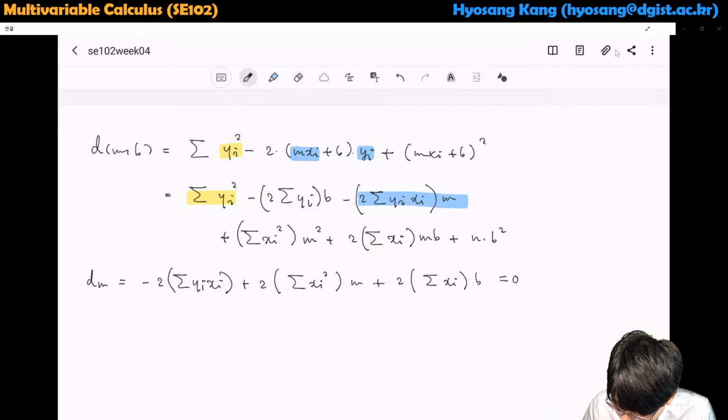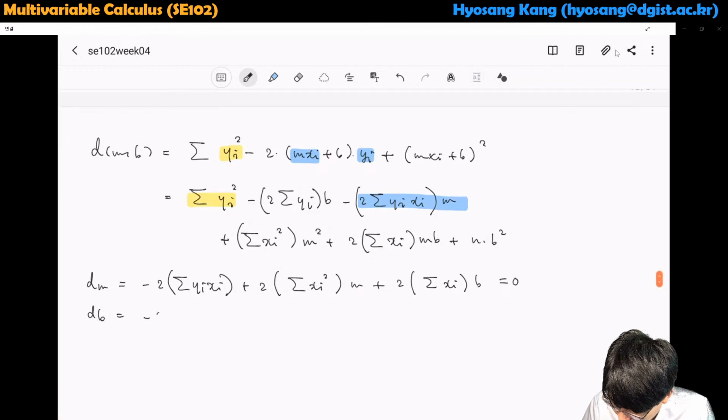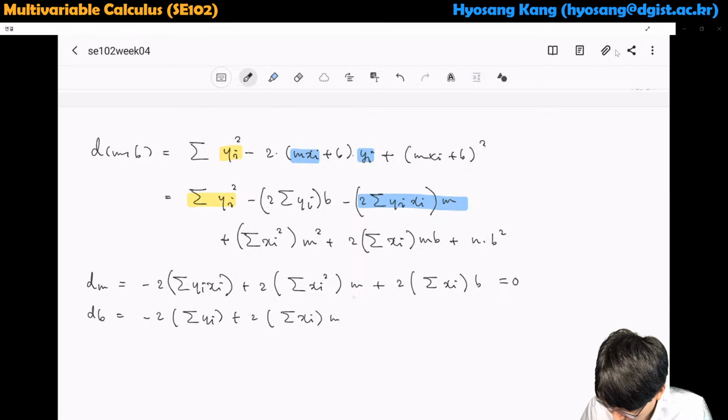But these are polynomials in m and b, so there are no type 2 or 3 critical points. So we only want to find the type 1 critical point, and the partial derivative with respect to b is minus 2 times the sum of yi and plus 2 times the sum of xi times m. Sorry, wait, this is m, this is b, sorry. Then I have 2nb.